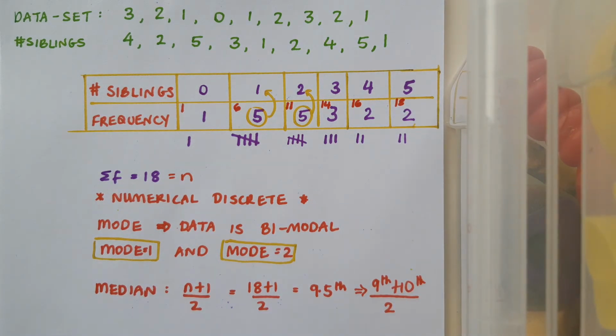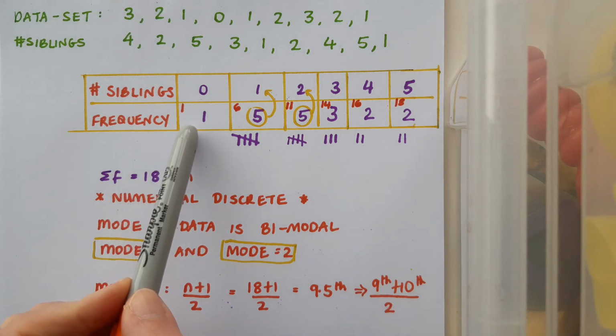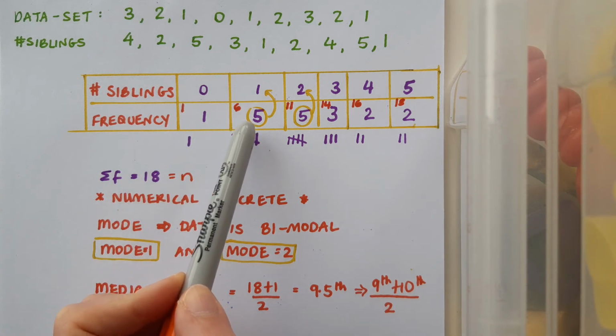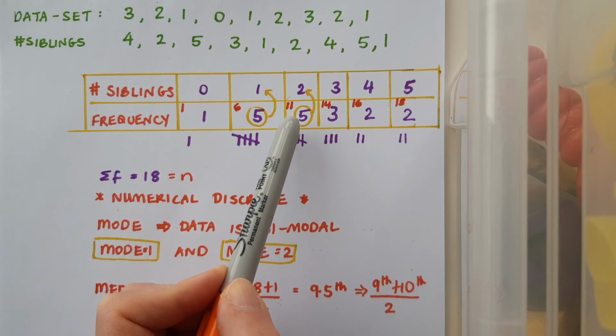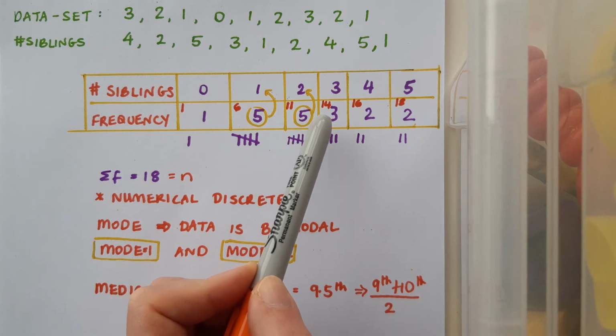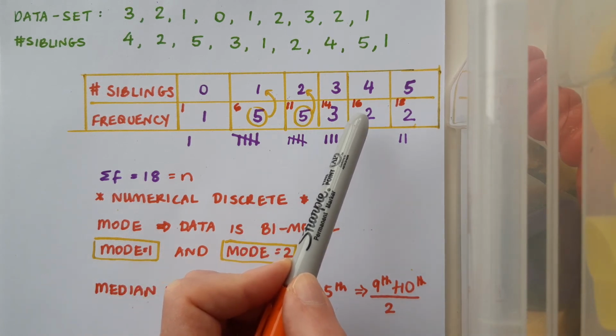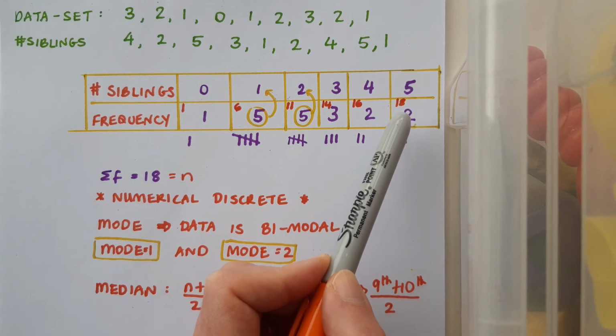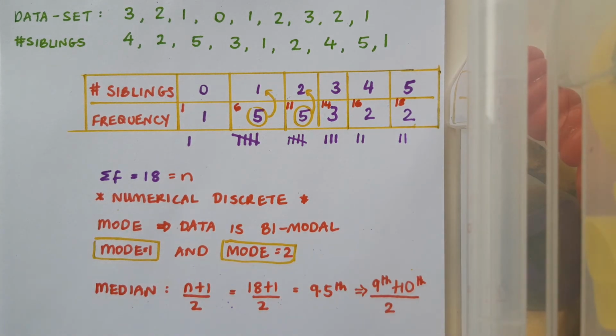So what this means is that I know the first piece of data is in here, the 2nd, 3rd, 4th, 5th, 6th they're in here, 7th, 8th, 9th, 10th, 11th are in here, 12th to 14th, 15th to 16th, and 17th and 18th are in the last one. So this helps me to figure out where my median would be then. So I need to find the 9th and 10th pieces of data.